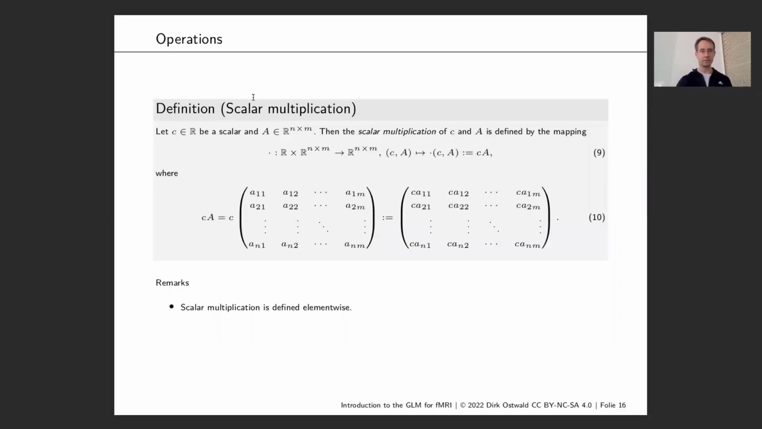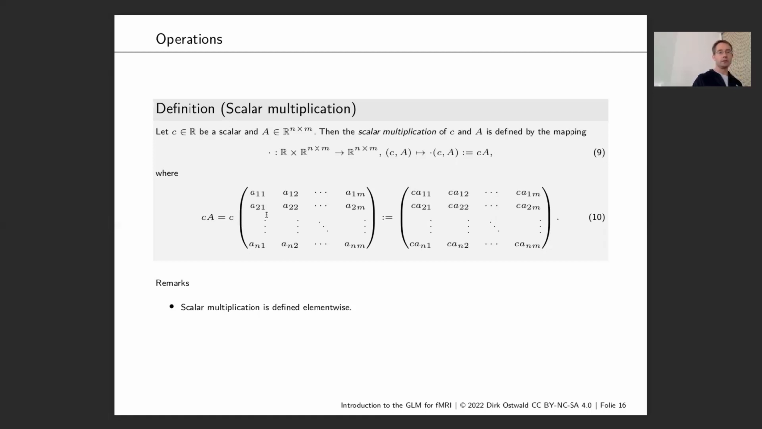Also very straightforward is scalar multiplication. If you have an n times n matrix and a scalar, and as I already said, by scalar I mean a single number, you can multiply this number and the matrix. You can multiply the scalar with the matrix or the matrix with the scalar. It's the same thing, so it's actually commutative, which I didn't write down here. And it's also an element-wise operation.